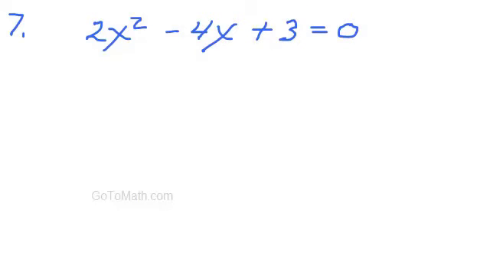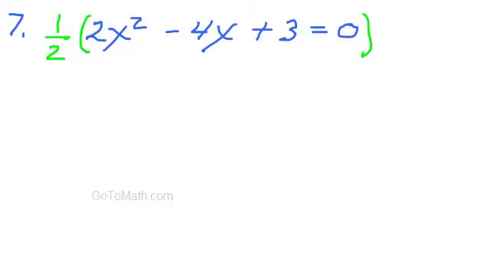Okay, we'll label this as number 7 here. Alright, so we have 2x squared minus 4x plus 3, and that is equal to 0. So we're going to find these solutions by completing the square, and that means, remember, that there must be a 1 out here, but there's a 2. So what we're going to need to do is multiply by 1/2, all the way across here.